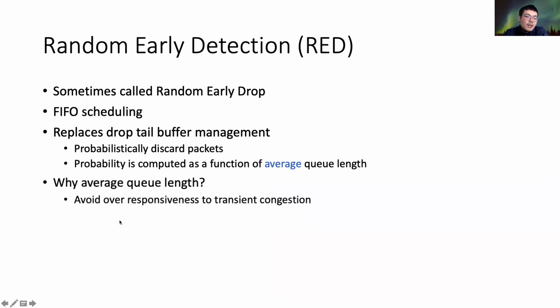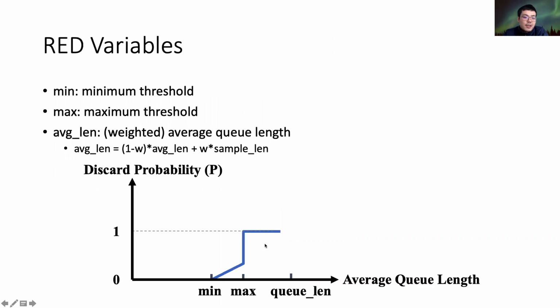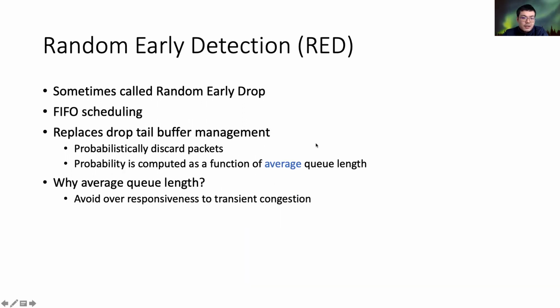So why are we using the average length? Last time we discussed, right? Because there could be some transient change, suddenly there's a surge of packets, but immediately it recovers and goes back. And you don't want such transient congestion to cause a lot of overreaction. So we smooth it over some sliding window. So this is the average queue length.